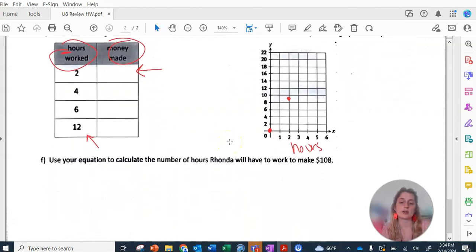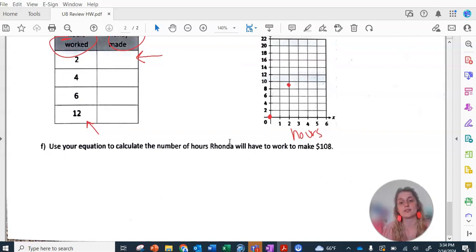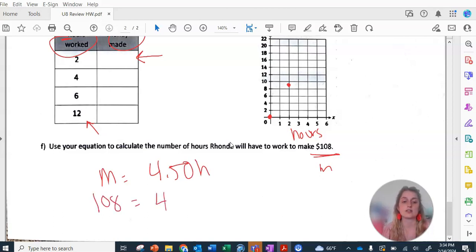Last but not least, use your equation to calculate the number of hours Rhonda will have to work if she made $108, if that's the M. So money she makes is $4.50 per hour. We know she's making $108. Honestly, for mathematical purposes and making your life easier, I'm going to drop that extra 0 because I don't need it. Yeah, it's helpful when I'm talking about money, but if I do division and I have to move my decimal to make it a whole number, I'd rather only move it one time. So isolate your variable, figure out how many hours she worked, and now we're done.